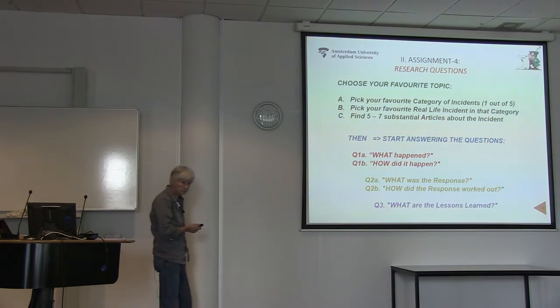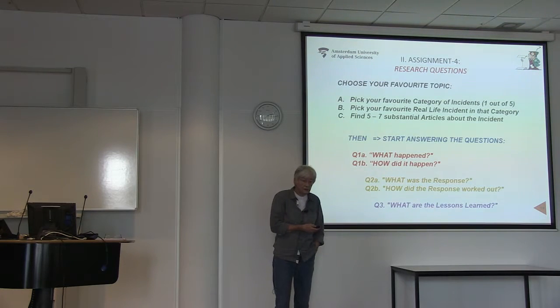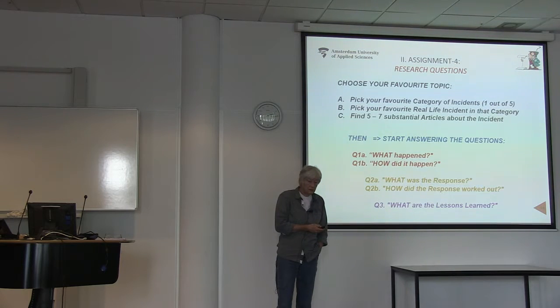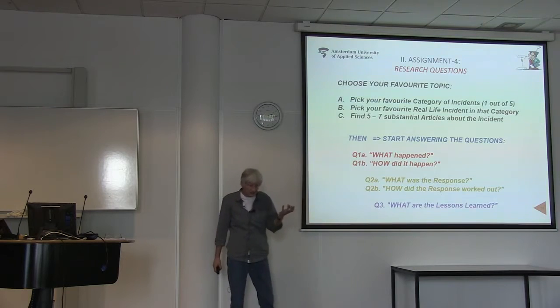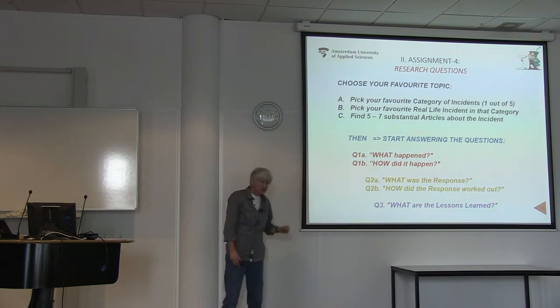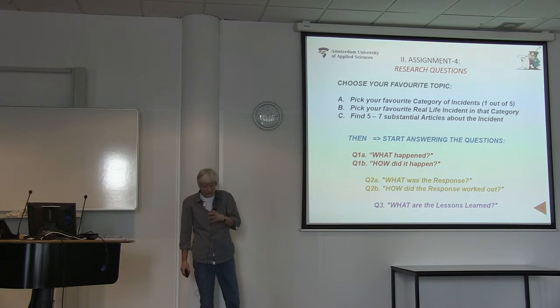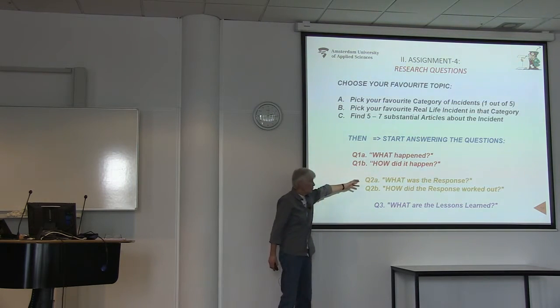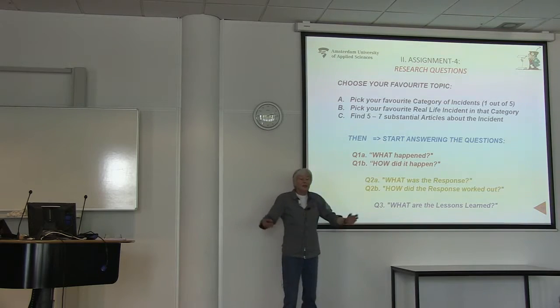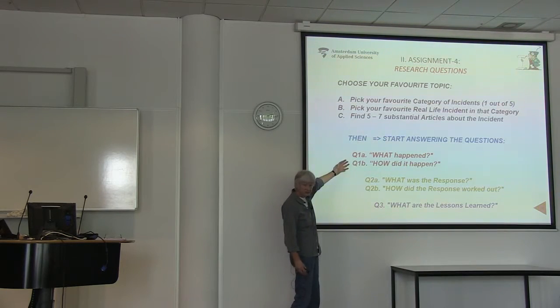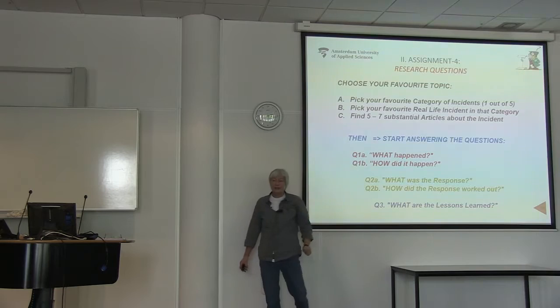Questions so far? Yes. With question 2B, do you mean how was the response solved, or what effect did the response have? Okay. Question 1 is the incident. Shit happens. Question 2, the organization that was confronted with the incident has responded. What was the response of this organization, and what were the effects, the results of the response on that specific incident? And finally, did the organization learn some lessons first about the incident and then about their incident response? Is that clear enough for you? Okay. More questions?